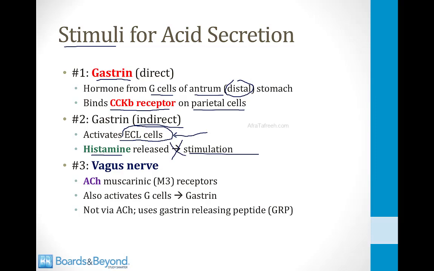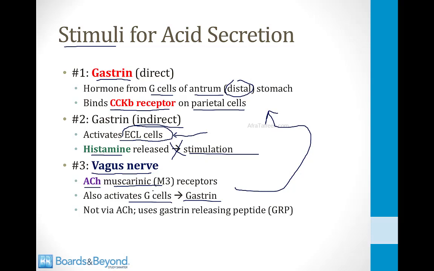And then the final stimulus for acid secretion comes from the vagus nerve, which is part of the parasympathetic nervous system. The vagus nerve can release acetylcholine, which can bind to muscarinic M3 receptors on the parietal cells and stimulate them to secrete acid. In addition, the vagus nerve can activate G cells to secrete gastrin, and then the gastrin can go and exert these two effects on the parietal cells to promote acid secretion.